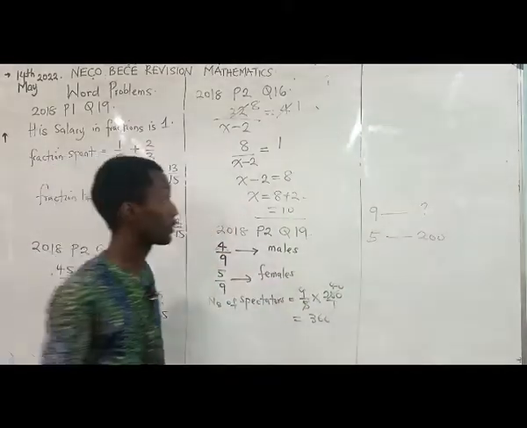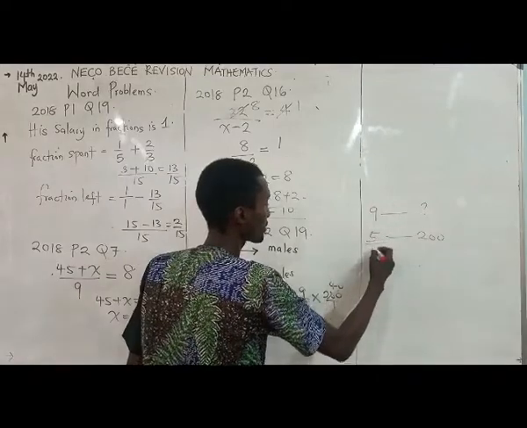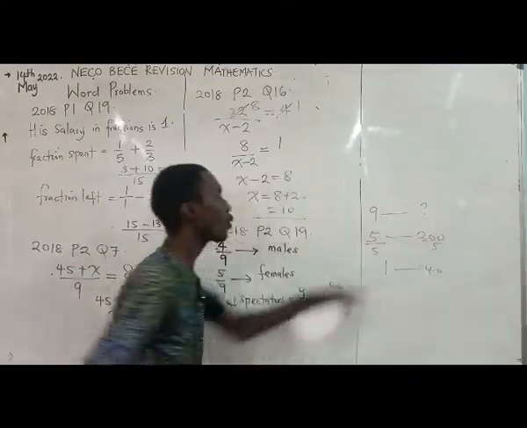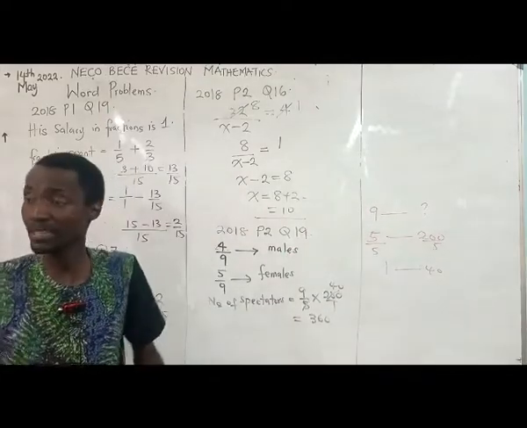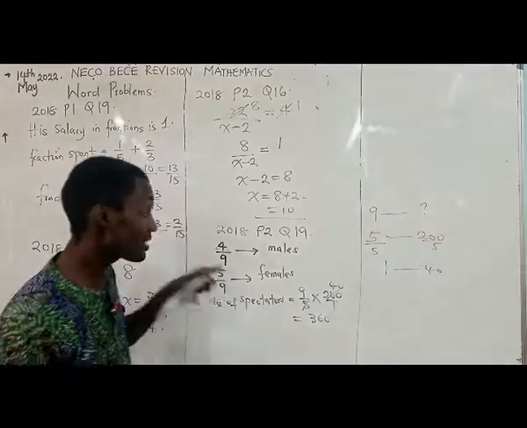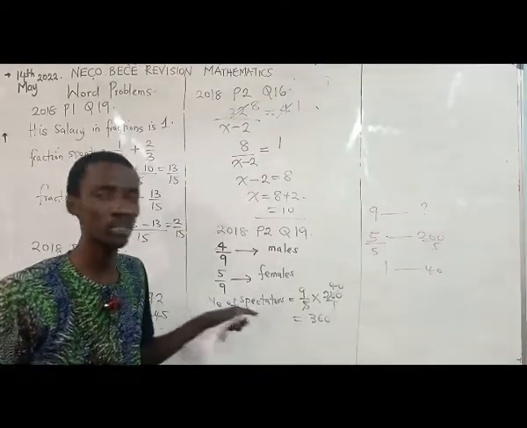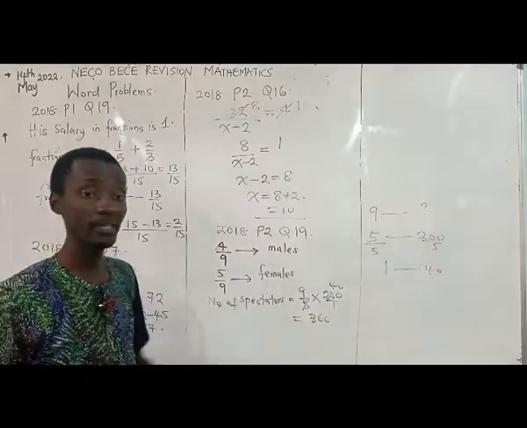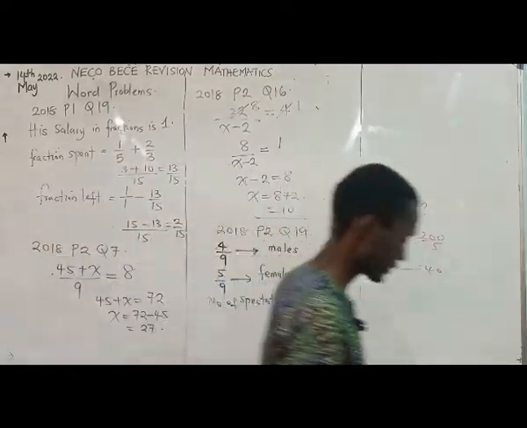If 5 accounts for 200, how many will 9 account for? That's quite simple. It means that if I divide this by 5, 1 will account for 40. So what will 9 account for? It's 9 times what? 40, and that will be what? 360. This is a word problem testing your knowledge of what? Proportions. So proportion is what is tested in this question. Alright.